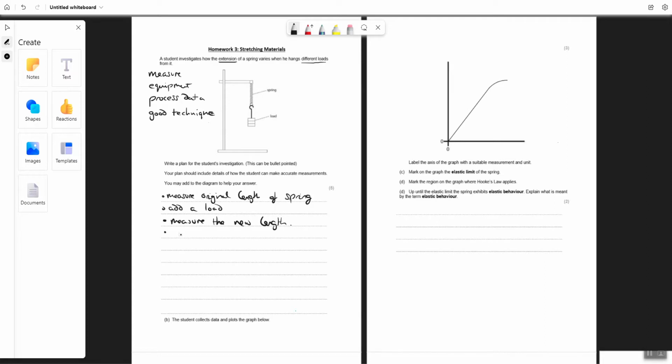Oh, sorry, I'm not talking about equipment. Sorry, with a ruler. Okay, so that's actually a marking point there. So measure the length with a ruler. That gets you 2 marks out of 5. Add a load or weight or whatever.